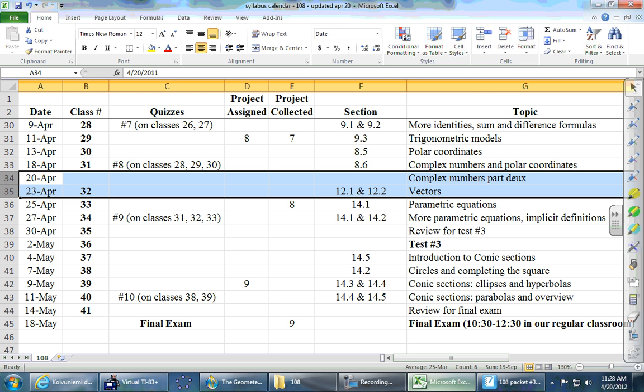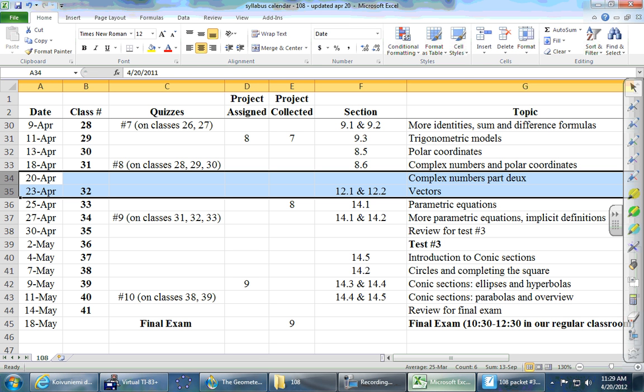And then the next class, I'll give you the vectors homework. The only thing I want to point out about this new calendar is that the test has moved from the day I said on the first day of class. Our test is now May the 2nd. That's probably the only significant change; the quizzes have been pushed back a little bit. I'll reprint it and bring it Monday.